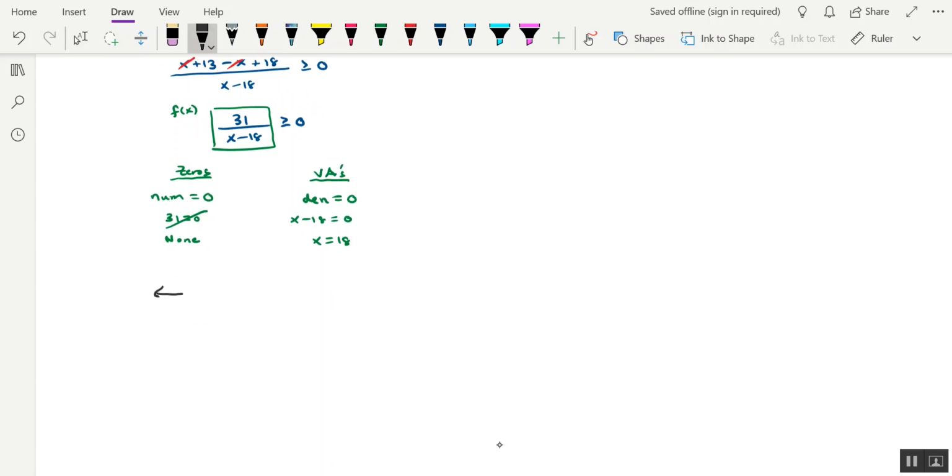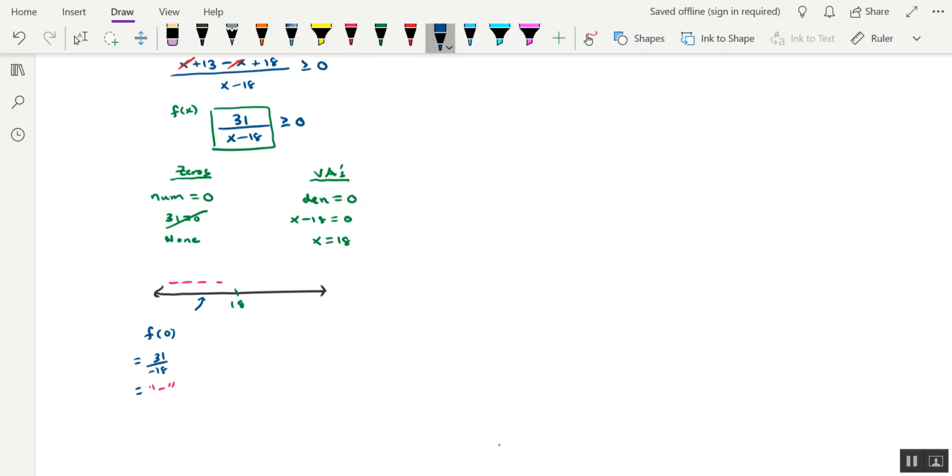All zeros and vertical asymptotes, if you have them, will be plotted on the number line. In this case, we just have a vertical asymptote, so I'll put 18 there. And we're going to test the two different regions created by putting 18 on the number line. To the left of 18, we'll pick a number that's less than it, maybe 0. If we plug 0 into the function, we'd have 31 over negative 18. And that is a negative number. So any value of x that's less than 18 will make the rational function f of x negative.